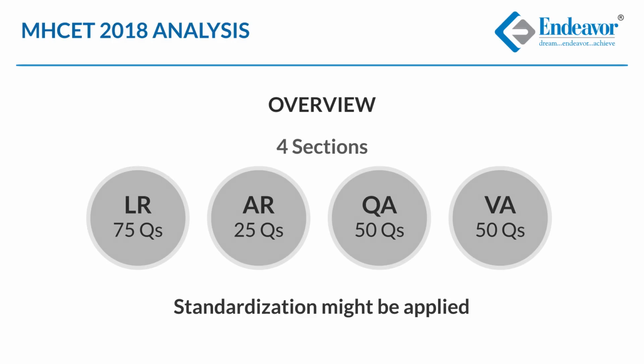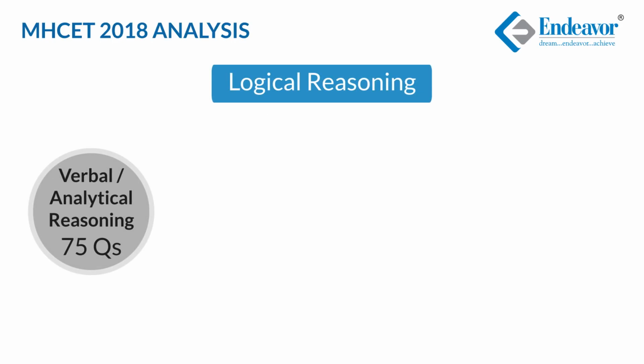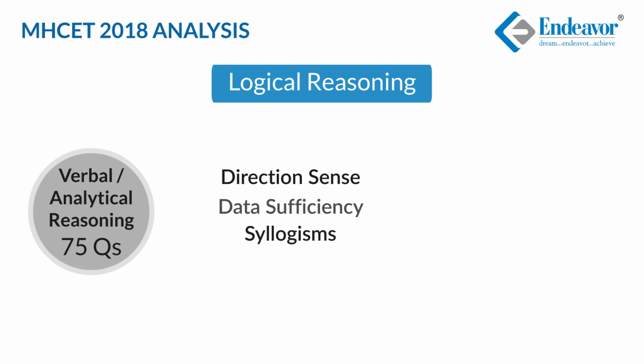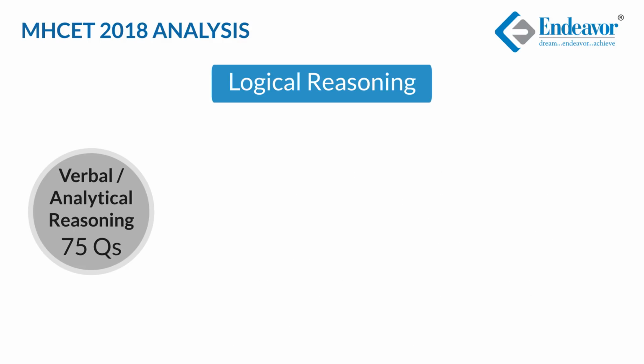We'll start with the biggest section of all, which is the reasoning section, which includes both verbal and analytical reasoning, which had 75 questions. A wide variety of questions were asked from direction sense, data sufficiency, syllogisms, cause and effect, statement conclusion, coding, decoding, etc. The biggest challenges were the caselets of logical puzzles, which were about 35 questions in all, and every caselet had on an average 4 to 6 questions.